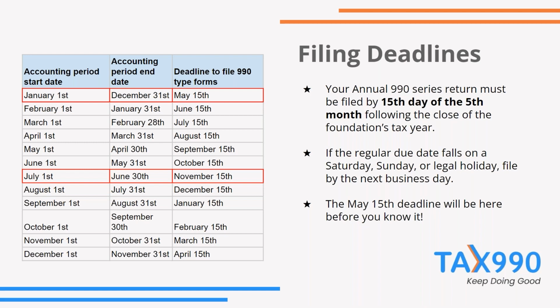If you have a May 15th deadline, which would mean you have a January 1 through December 31 tax year, or you have a July 1st through June 30th tax year and filed an extension, you can start filing your return now.